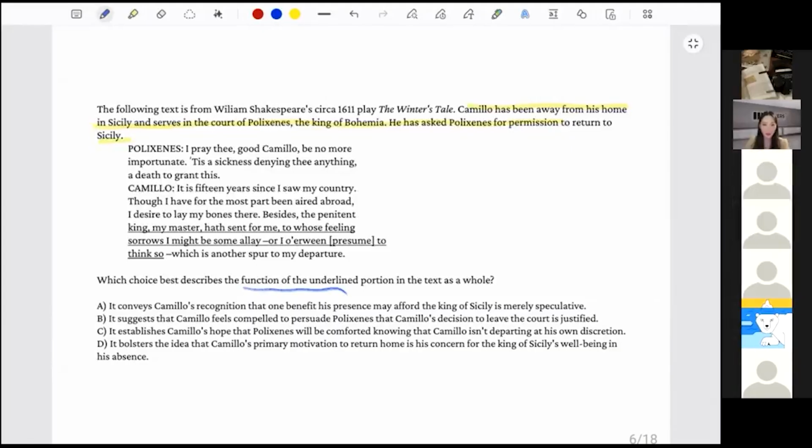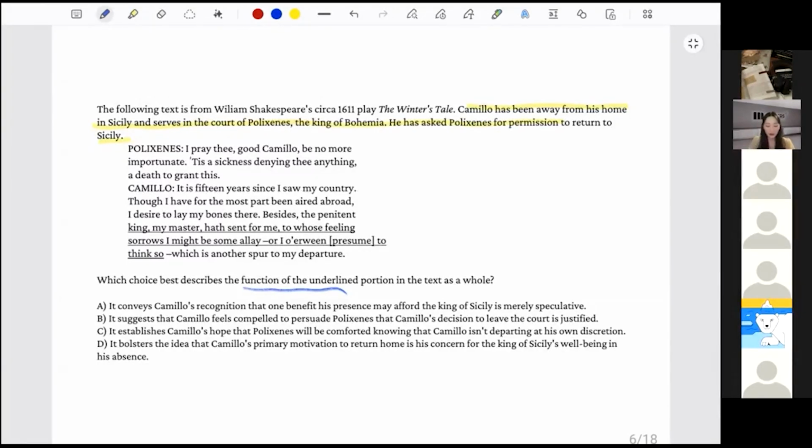What we're told here, we're introduced to the fact that Camillo serves in the court of Polixenes and that Polixenes is a king of Bohemia. So this establishes the hierarchy in their relationship. But knowing that hierarchy, it doesn't tell us how they feel about each other. Their relationship could take many different forms. They might have a very loyal, trusting king-servant relationship, or they could actually really dislike each other.